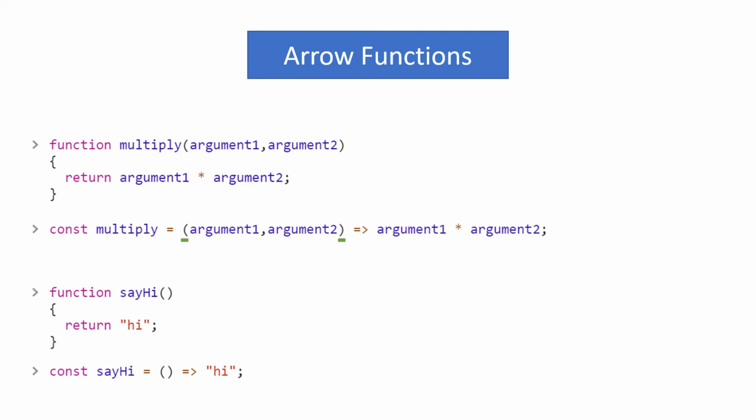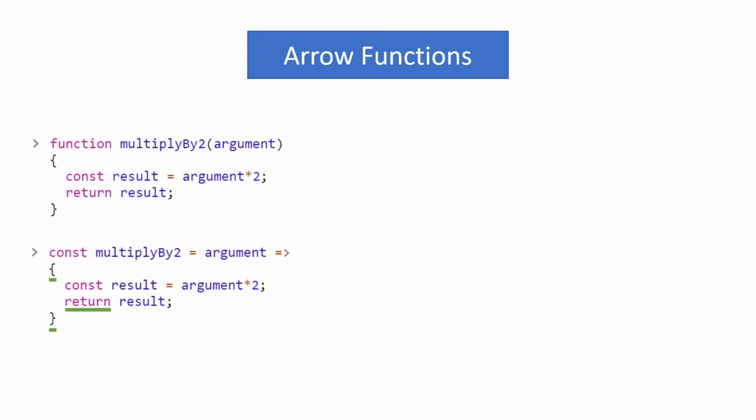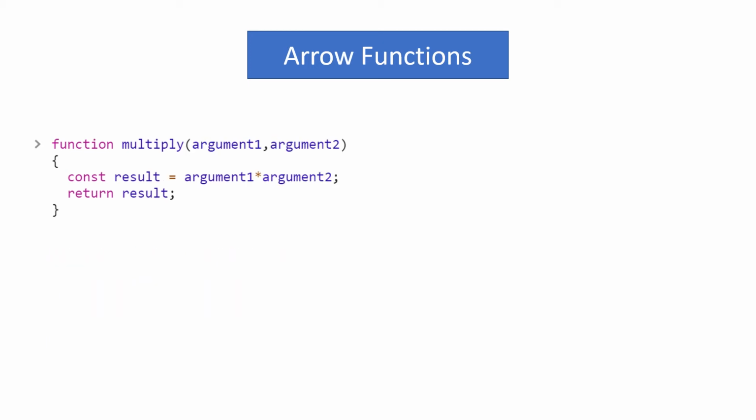If there is more than one line in the function body, you'll have to tell the JavaScript engine where the function body begins and ends by bringing back the curly braces and the return keyword. So this becomes this. And with 2 arguments, the arguments round brackets also come back. So here is the function declaration, and here is the arrow function version.